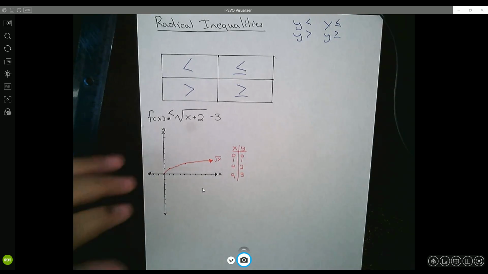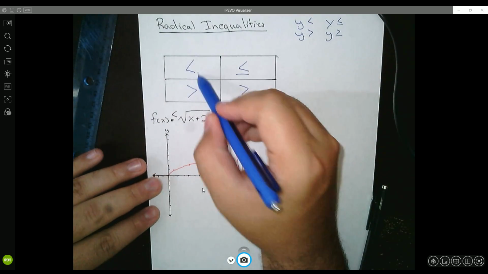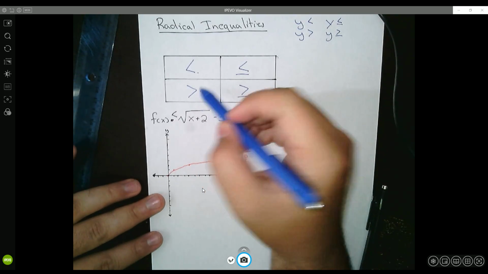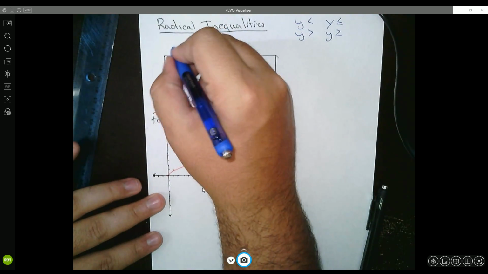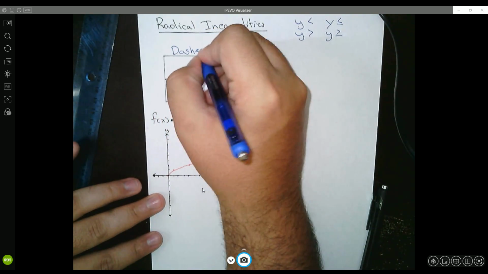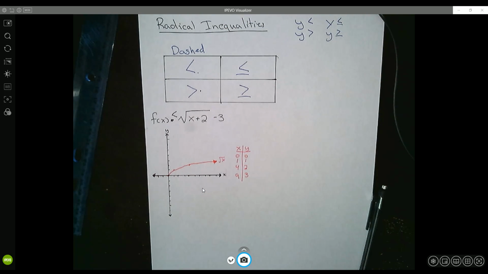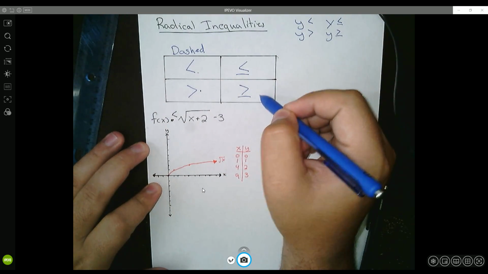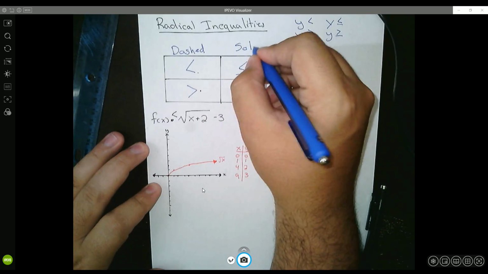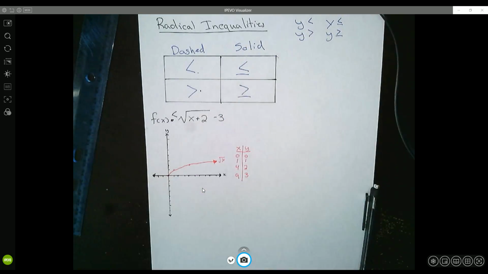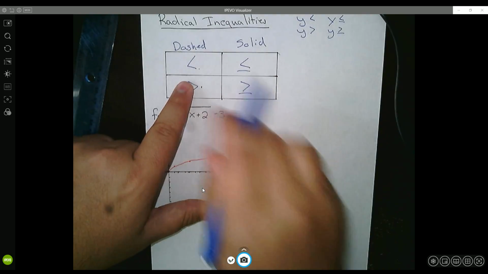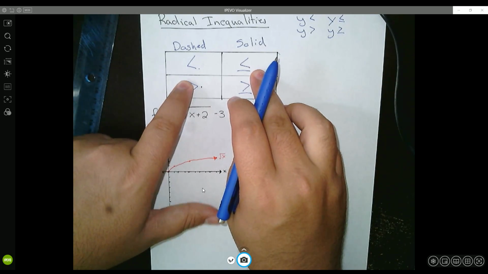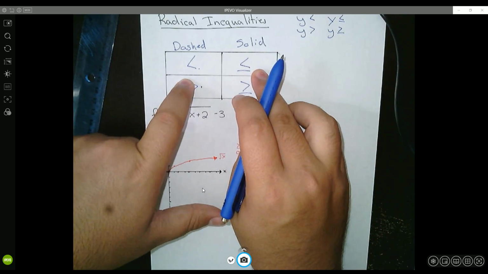So for the first thing we're working with, less than or greater than signs. For less than or greater than signs, they are typically dashed lines. Okay, they're dashed lines because you cannot equal that point, but you can approach it, but you cannot equal it. For a less than or equal to or greater than or equal to, these are our solid lines, okay, because that means you can actually equal that point. Now we go to this one, less than or equal to. If you're less than something, that means you have to be below it.